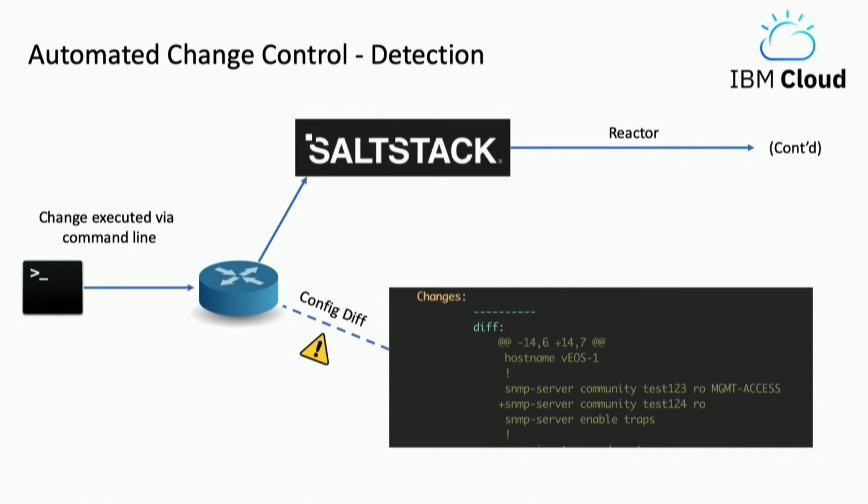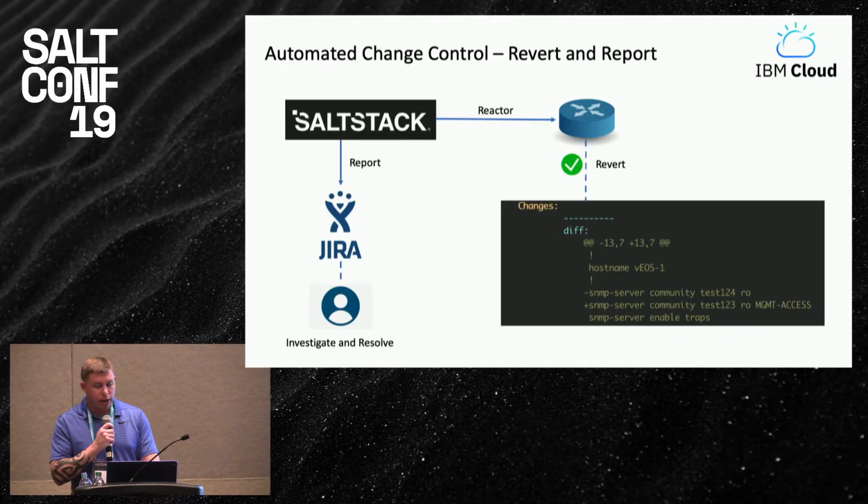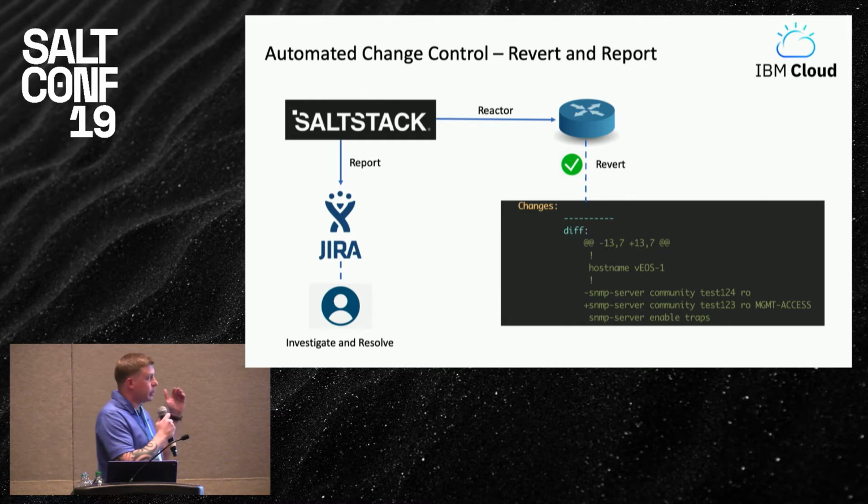So Salt has a concept of reactors. You can take events and create an event-driven architecture where you can react to certain things. And you can set a reactor that says, go back and set my high state for this device. Your high state is basically, what's my baseline state that I want this device to be in. And you can see here, it detected the addition of the additional community. It removed it, and it ensured the original community was back and intact.